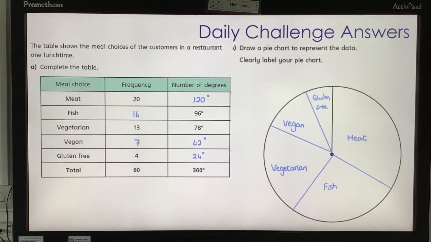Then, once you had done that, you used your protractor to mark on your pie chart, and hopefully your pie chart looks something like this, with gluten-free being the smallest segment, with meat being the largest segment, and vegan being the next smallest, for example, and so on. So really well done if you got that.